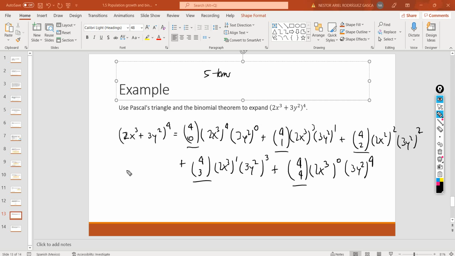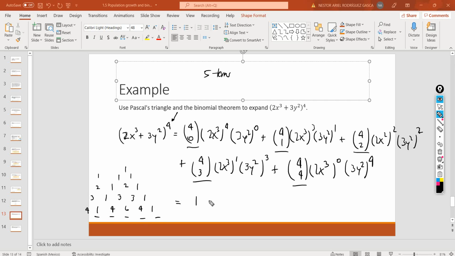So let's construct Pascal's triangle. We start 1, 1, 1, 1, 2, 1, 1, 3. This plus this is 3. This plus this is 3. 1. And then 1. 1 plus 3 is 4. 3 plus 3 is 6. 3 plus 1 is 4. And then 1. Okay, and this is the row that we need because my exponent is 4, and this is the 4th row. Remember that we start counting the rows in here. First row, second row, third row, 4th row. So there you go. And therefore, I can just substitute this by these respective numbers, 1, 4, 6, 4, and 1.